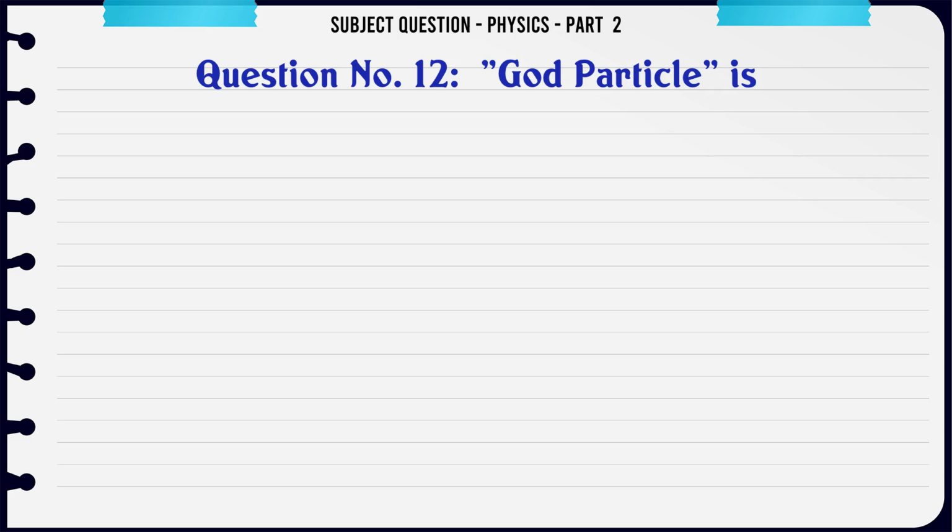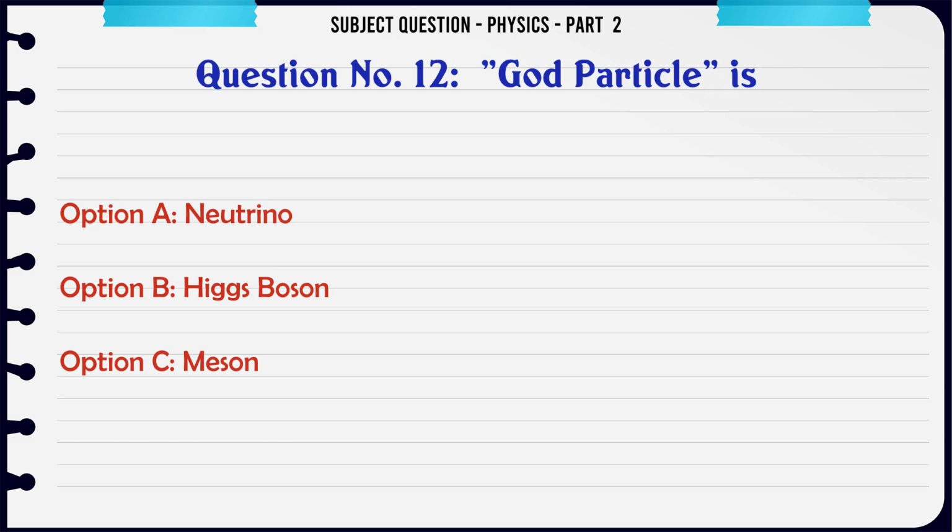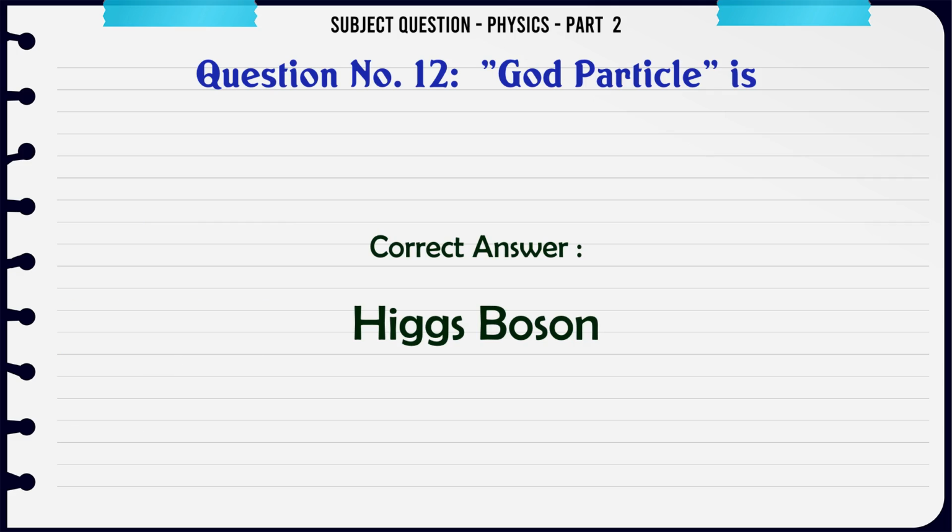God particle is: A. neutrino, B. Higgs boson, C. meson, D. positron. The correct answer is Higgs boson.